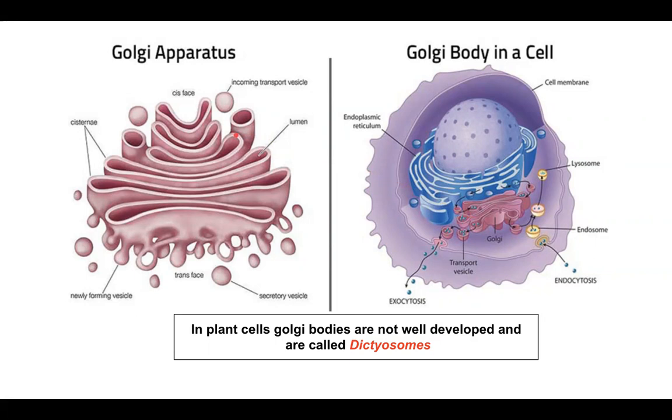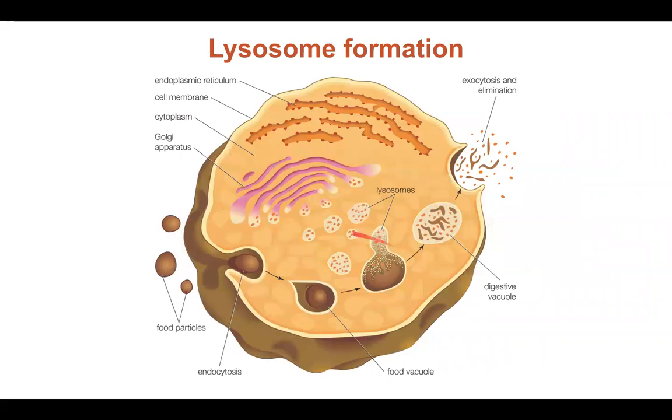The Golgi apparatus is not very well developed in case of plant cells. In plant cells, it is called dictyosomes. But in animal cell, the Golgi apparatus will bud off and help in formation of lysosomes. The lysosomes have roughly 40 different types of enzymes. These enzymes will join the incoming food vacuole and bring about intracellular digestion. The waste material is then eliminated out of the cell.